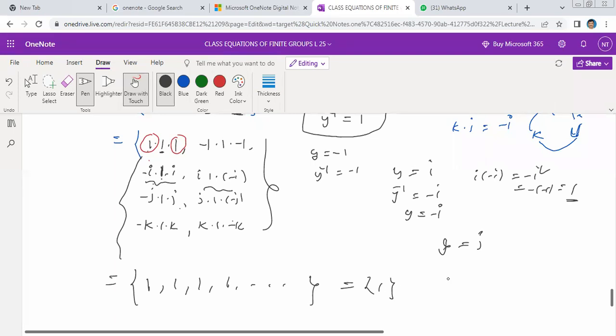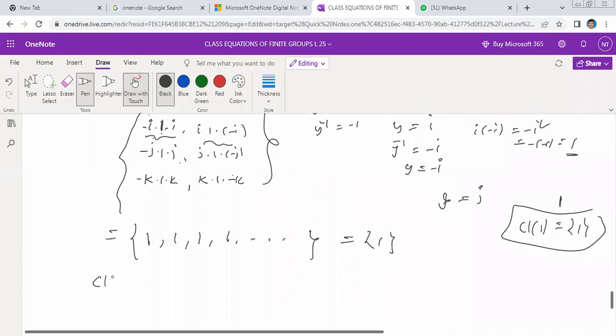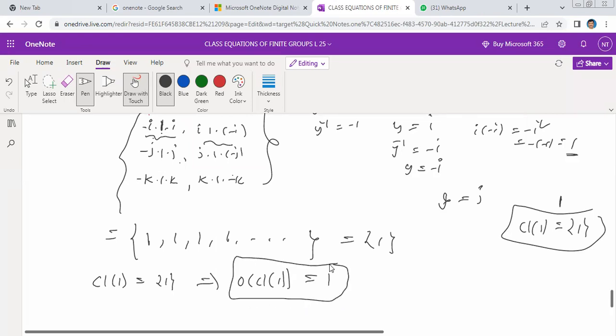Already we proved that in any group, because 1 is the identity element, the class of the identity element is always the identity only. So the class of 1 is equal to what? The single term set 1. The order of the class of 1 is only a single element; the cardinality of this class is equal to 1.